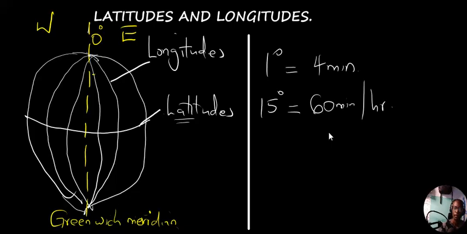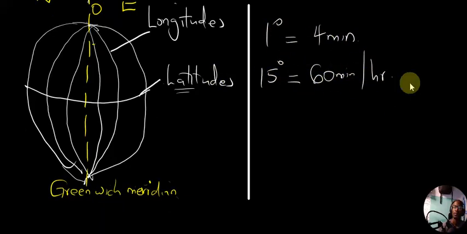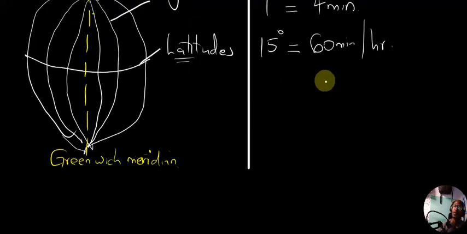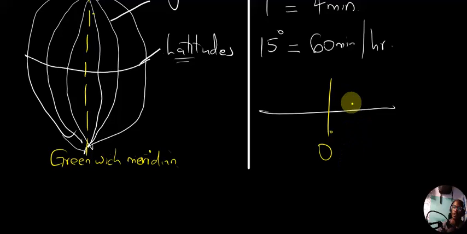Let's find out now. But there are ways we can calculate the exact times using the degrees that I've mentioned. 1 degree, 4 minutes. 15 degrees equals 60 minutes or 1 hour. So to find time, we use the concept of a number line. This is 0 degrees, the Greenwich meridian.